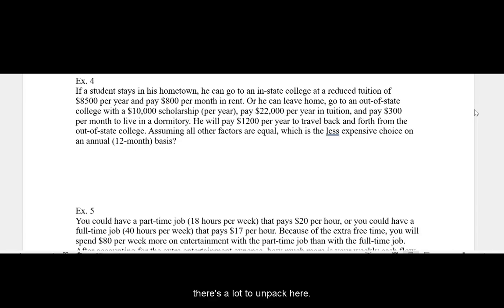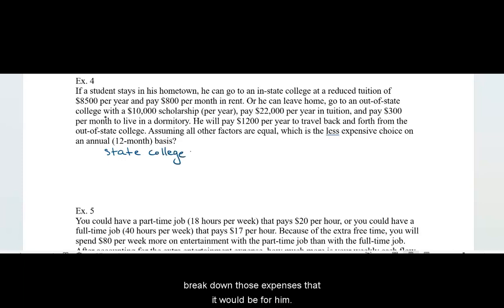All right, well, there's a lot to unpack here. We have a lot to look at. So let's just break this down. First, we're told he could go to a state college. And let's break down those expenses that it would be for him. So it says that it's going to be $8,500 in tuition. So we're looking at just 1 year expense, $8,500 a year.